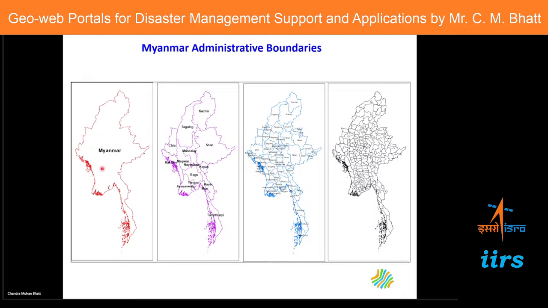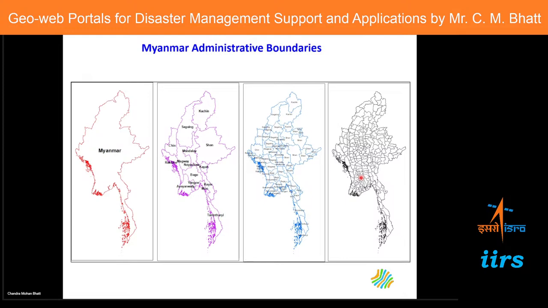Because finally, whatever hazard information you are trying to assess, like for cyclone, you need to integrate which blocks or which tehsils or which villages or which districts are mainly affected, or what is the area of the impact. Then you need to have such kind of administrative boundaries. Many of the portals are providing these administrative boundaries. If we are aware, we can download them.